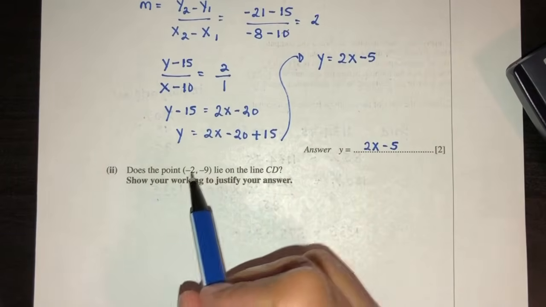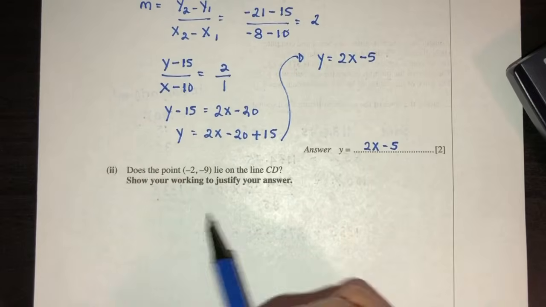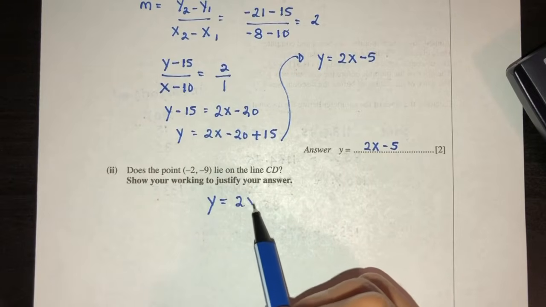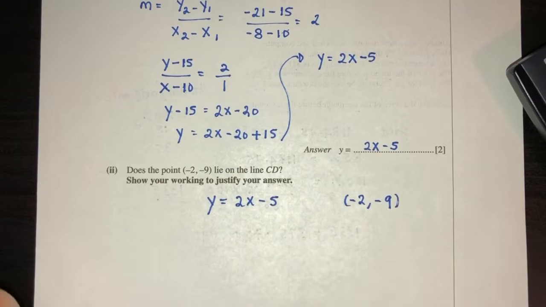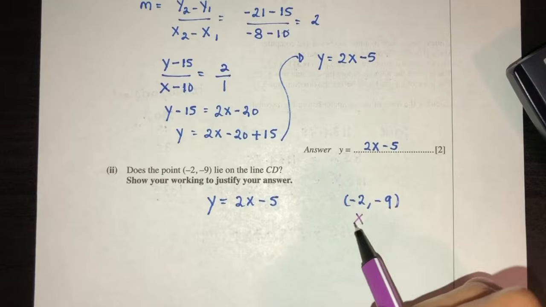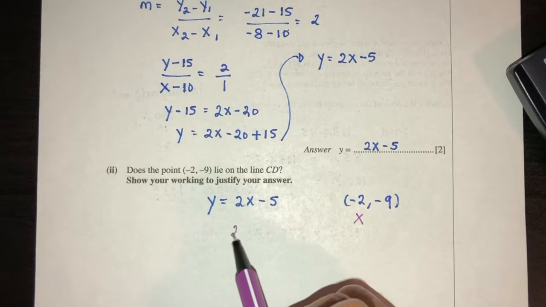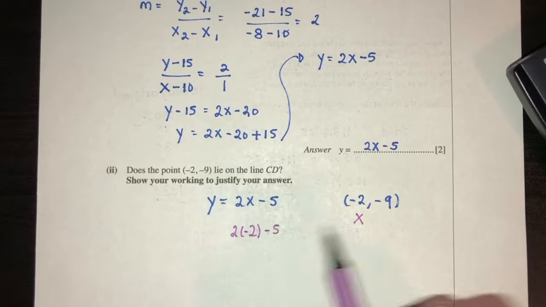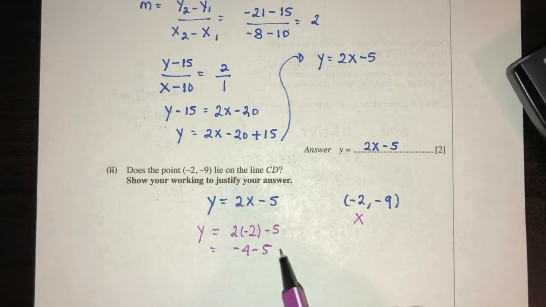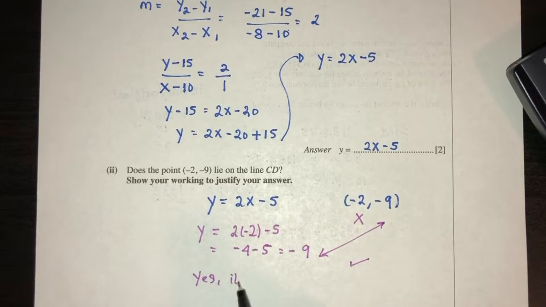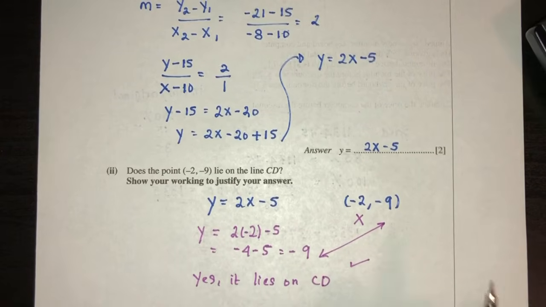Now for part 2, does this point lie on the line CD? So the equation is y equals 2x minus 5, and the point is (-2, -9). So let's see, if x is minus 2, let's see what is the value of y. That will be minus 4 minus 5, that will be minus 9. So minus 9 is equal to minus 9. So yes, it lies on CD. That will be part 2.